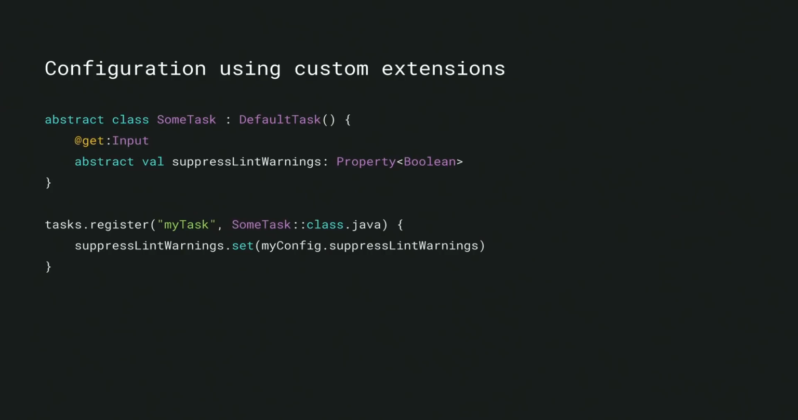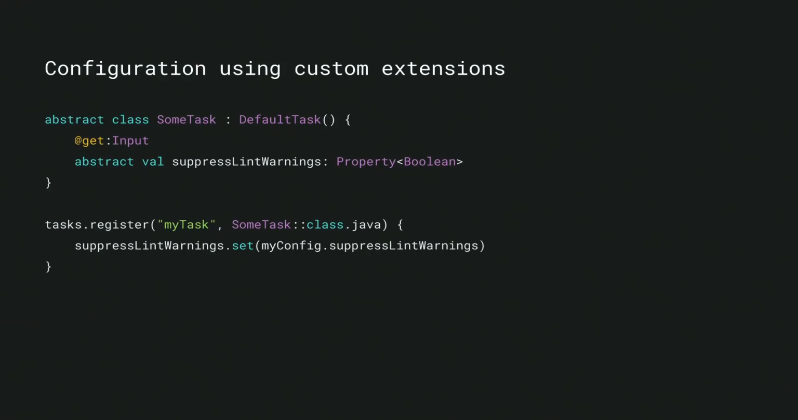Next, I want to actually register my task using the lazy API, so register and a callback. That's a lambda that gets called whenever your task gets configured. And here, I'm setting onto my task property the property coming from my extension. I'm not setting the value. I'm not doing myconfig.superslitwarning.get. If you do that, you lose some of the benefit. And so by using the property directly, you're basically doing a lazy binding between the two.